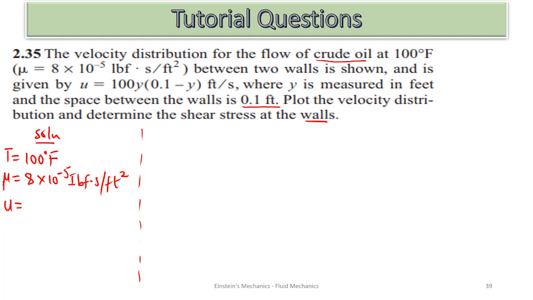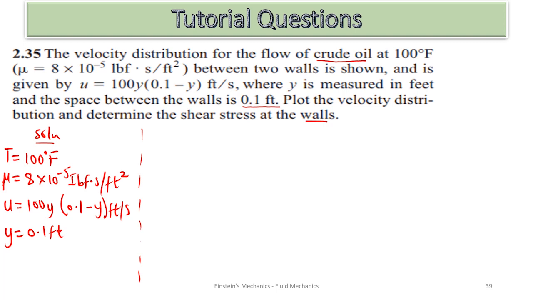So the u is different from the mu. Check the symbol. So the velocity u is given as 100y minus 0.1, this is an equation, feet per second. So we have it, where y is the distance measured in feet. Are we okay? And the distance between the walls is also given as what? 0.1 feet. We know that y is the distance or the space, so y is given as 0.1 feet, and we have to determine the shear stress.